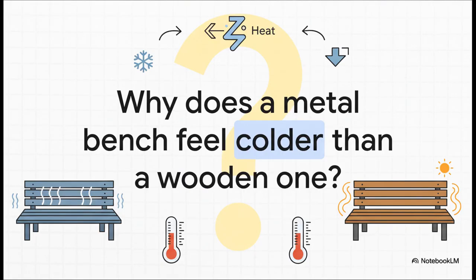Picture this. You're in the park on a chilly day. You go to sit on a metal bench, and whoa, it feels absolutely freezing. But then you hop over to a wooden one, and it feels way warmer. Here's the kicker. If you took a thermometer out, you'd find they are the exact same temperature. So, what on earth is going on here? That's the secret we're gonna unlock.